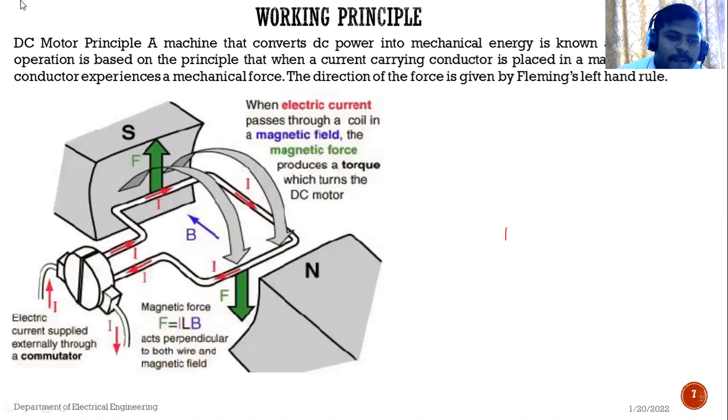Okay, see, we can consider one of the conductors. एखादा कंडक्टर आपण consider केला. So I will draw another diagram here also.